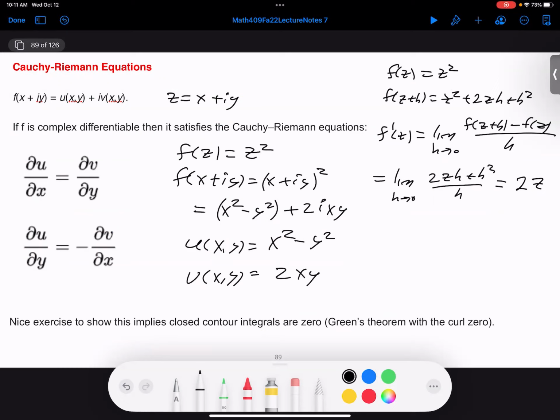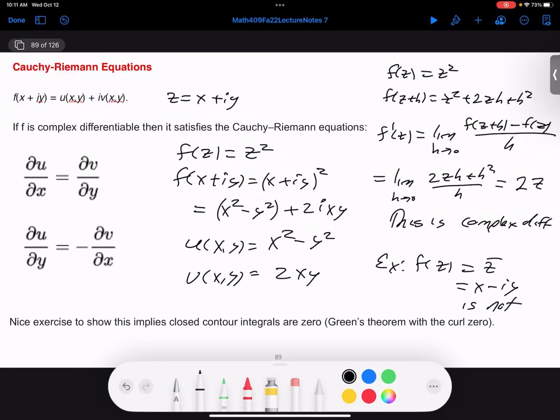For a function that's not complex differentiable, as an exercise, f of z equals z bar, which is x minus iy, is not.